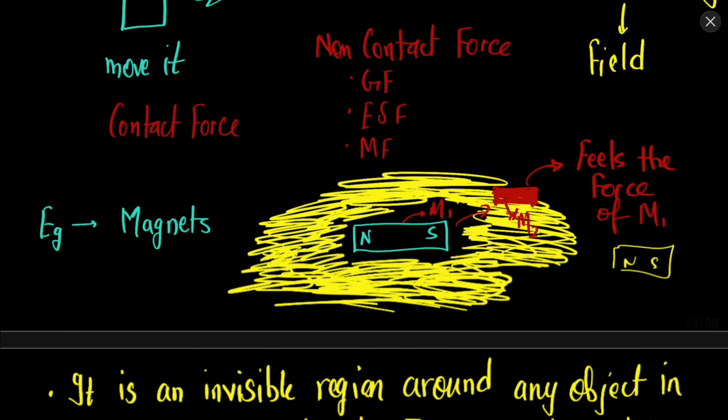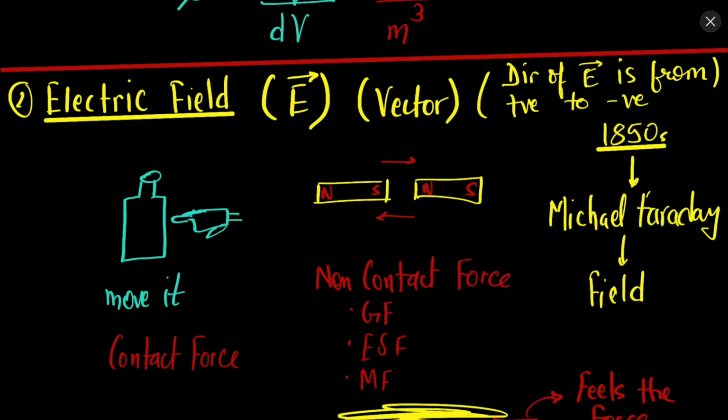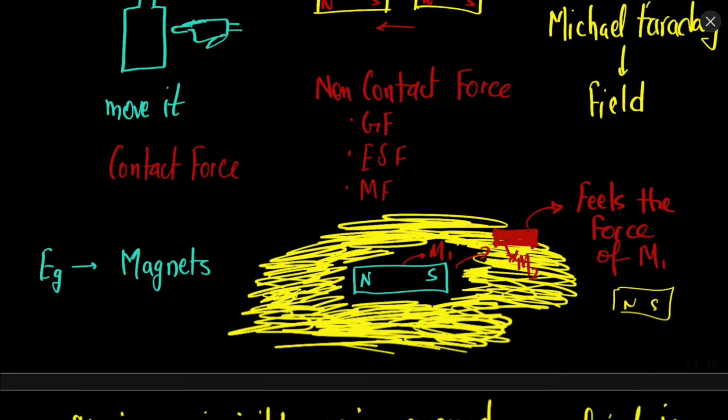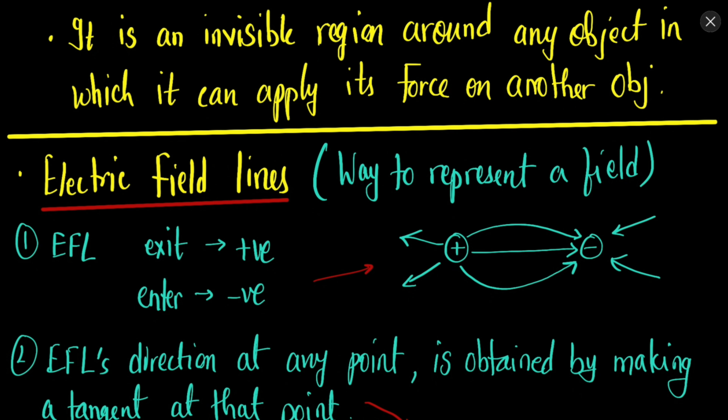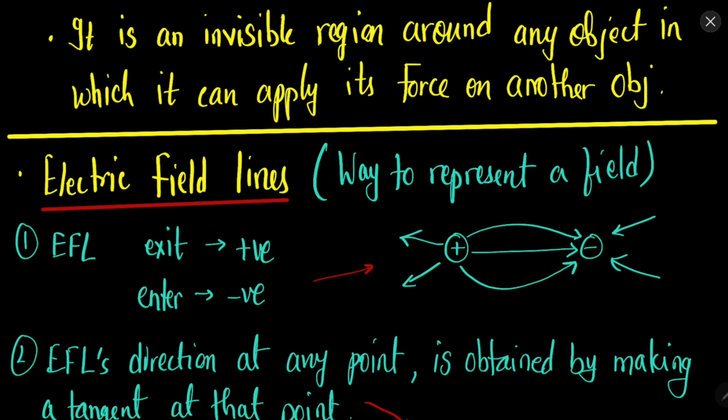Now electric field is invisible. Because of that, it is very difficult to understand this in the real world. Let's say you have a magnet, then it will be very difficult for you to understand the concept of field, because you cannot see the field around the magnet. So in order to describe the field, we use electric field lines. Electric field lines are a way to represent the invisible electric fields. Similarly, magnetic field lines will be used for magnetic fields, gravitational field lines will be used for gravitational fields. So it is an invisible region in which the force of one charge can be applied on the other charge.